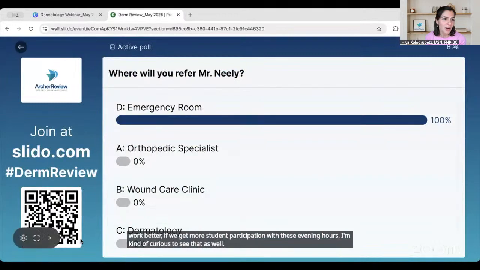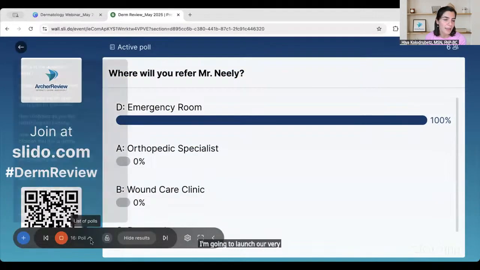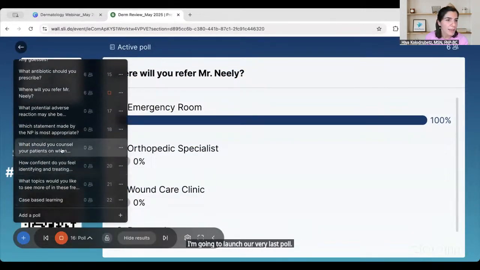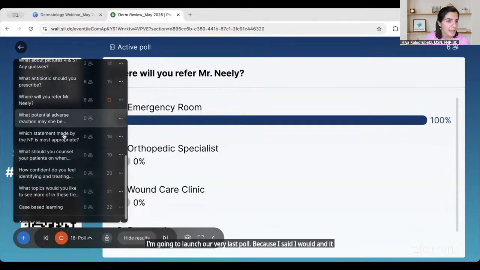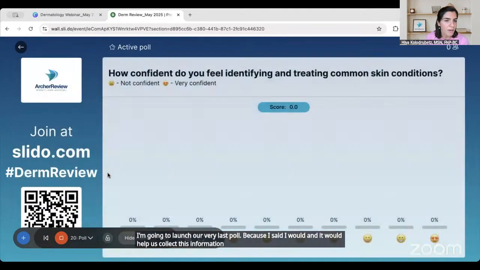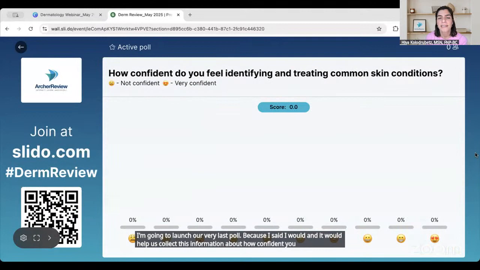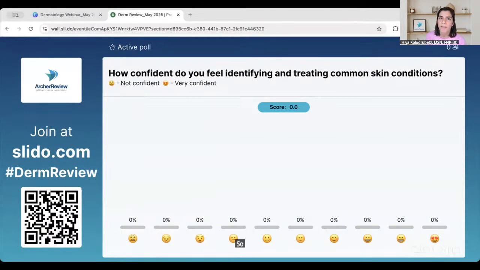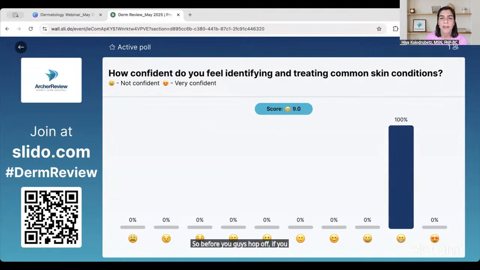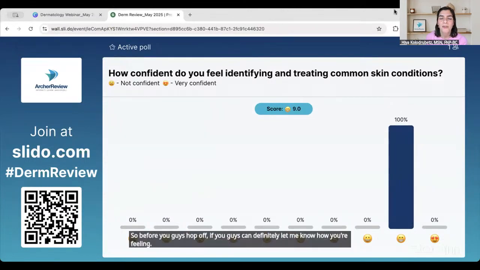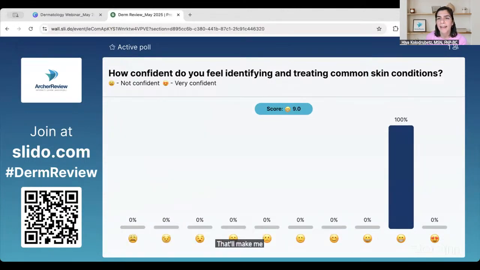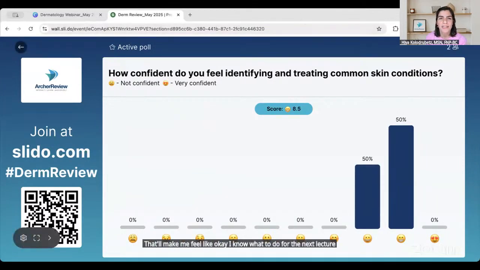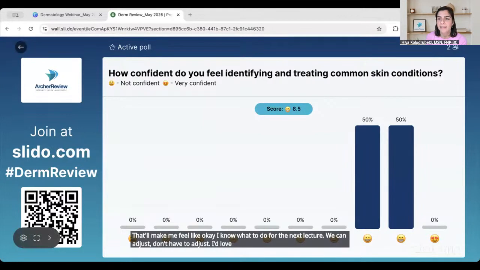I'm going to launch our very last poll because I said I would, and it would help us collect this information about how confident you feel after today's lecture about managing those common skin conditions. So before you hop off, if you can definitely let me know how you're feeling, that'll help me know what to do for the next lecture. We can adjust, or don't have to adjust. I'd love to hear back from you guys.